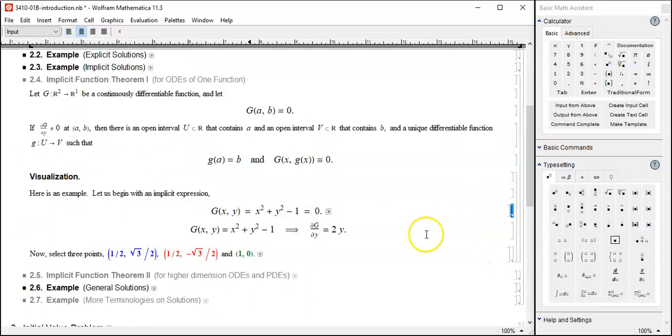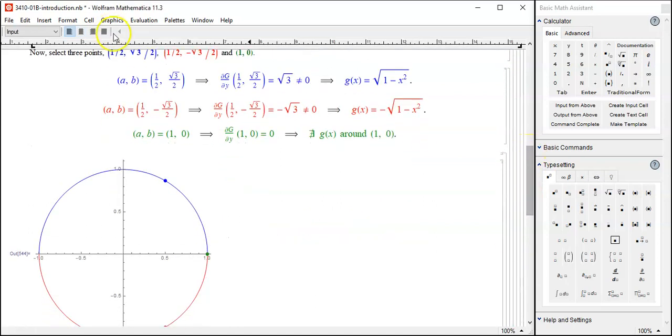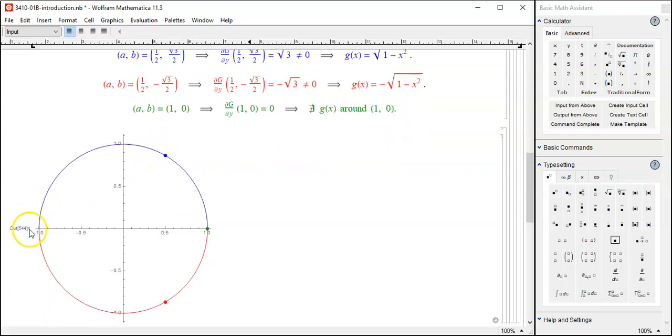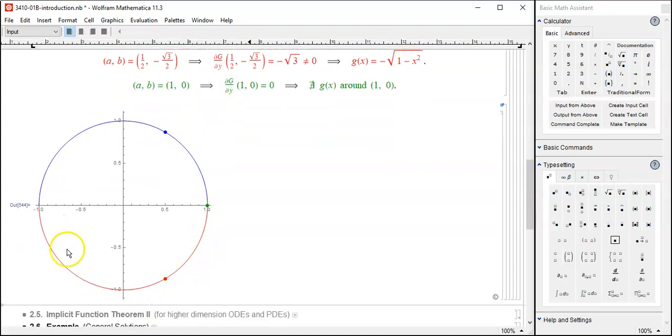And then take the partial derivative with respect to the second component. We have 2y. If 2y is 0, in that case, it is impossible to solve around that point. Otherwise, it is possible to solve, and here's some visualization. Around the first point, blue point, non-zero, so I can solve. That is this plus square root. Around this red point, non-zero, so I can solve. That's this red.